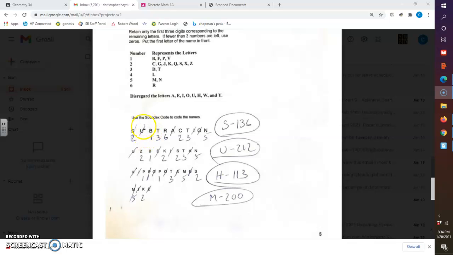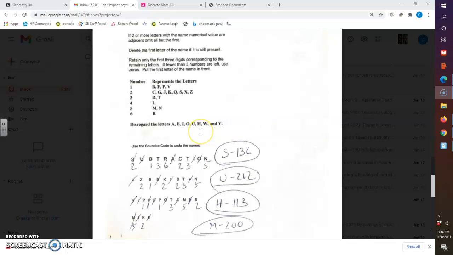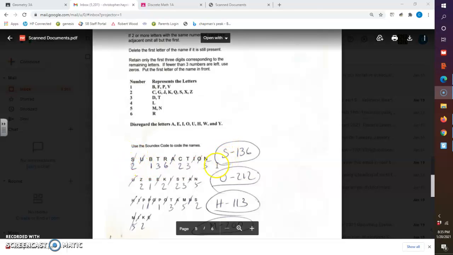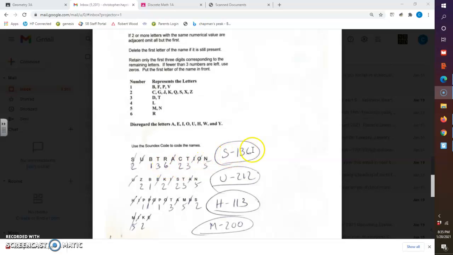So that's why there's no number under U, A, I, or O. If 2 are right in a row, we discard the second one. If that doesn't happen, we don't discard it. So there's nothing right in a row here. The first letter is still present, so we get rid of its number. And now our answer is S, and we take the first 3 numbers we see, 1, 3, 6.